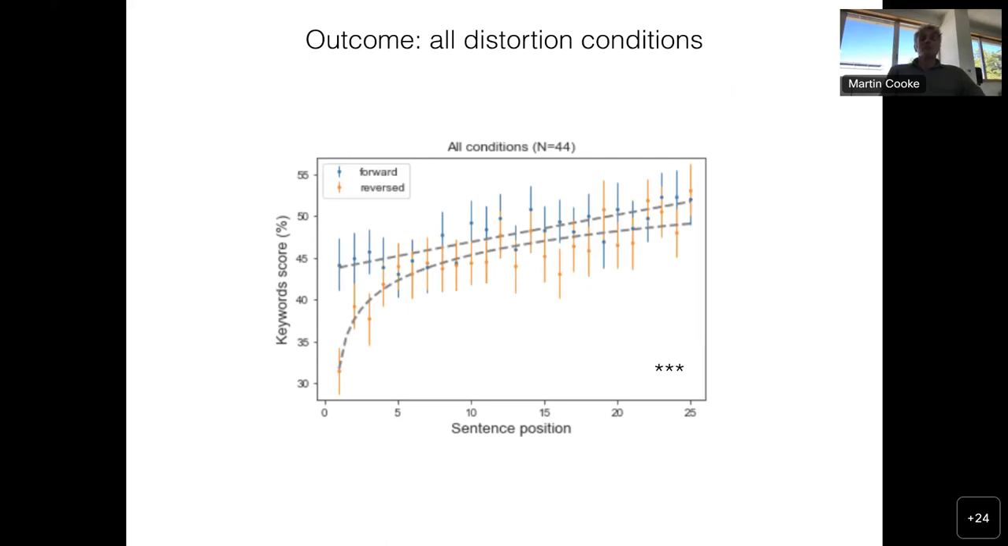And what we see, this is looking over all distortion conditions. This has not answered the question yet. This is just really a replication. Different group, different cohorts entirely. We see a clear benefit of forward exposure compared to reverse.